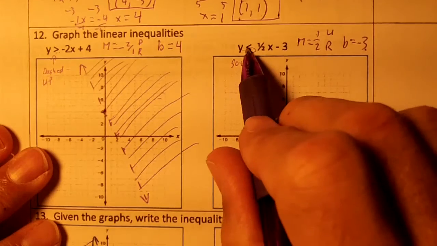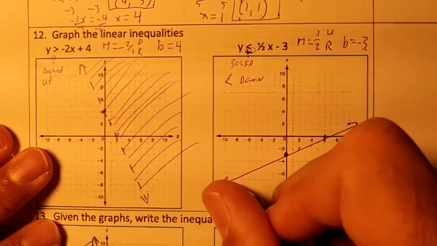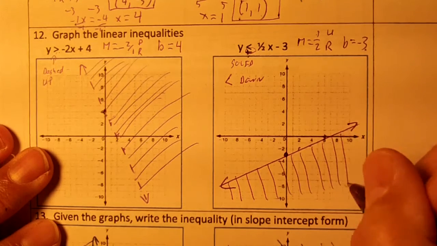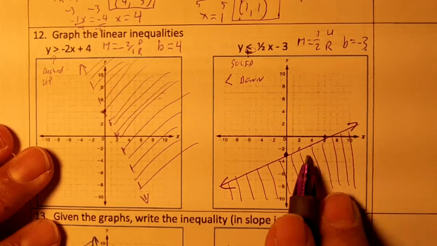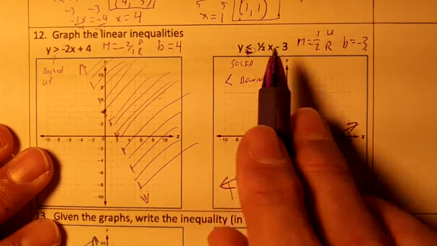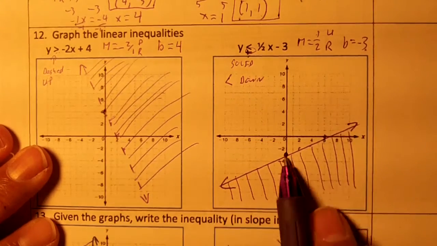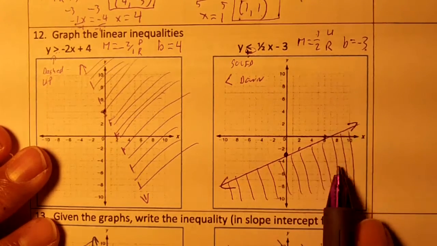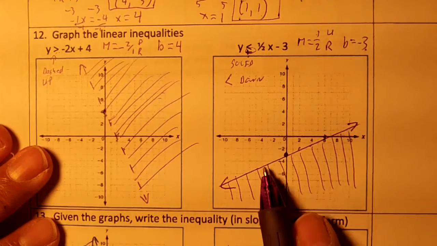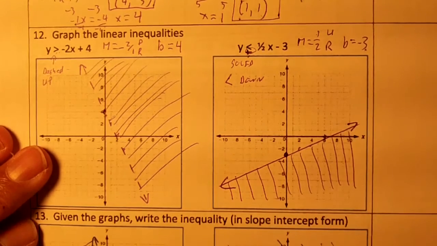And now our inequality is less than. Less than means shade down. So we're going to shade from this line going down. This means that any coordinate in the shaded area would work if you plugged it into the inequality. Any coordinate in the unshaded area would not work. So the line separates the non-answers from the answers. Since the line is solid, any dot on the line would make this equation equal, which would satisfy the inequality.